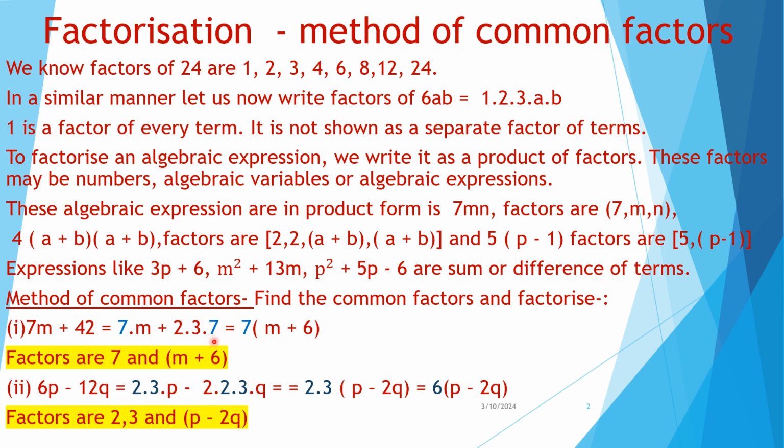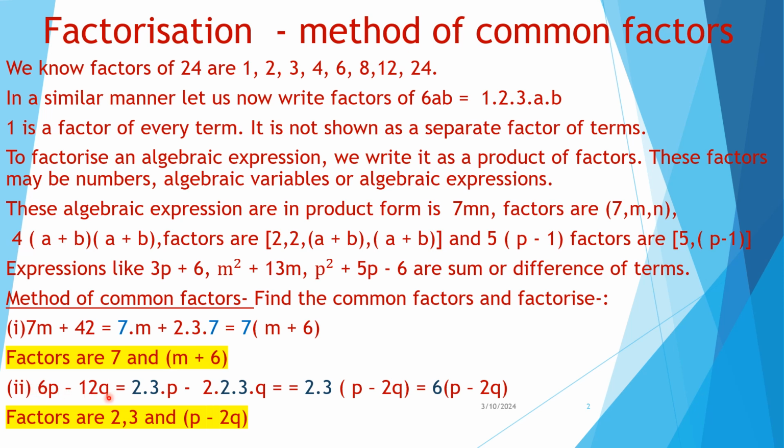Now what is common in both these? I have marked in blue. So 7 is common, and we take out 7 outside the bracket and we write m plus 6 inside, because here there is m and here we are left with 2 into 3, which is 6. So factors are 7 and m plus 6.